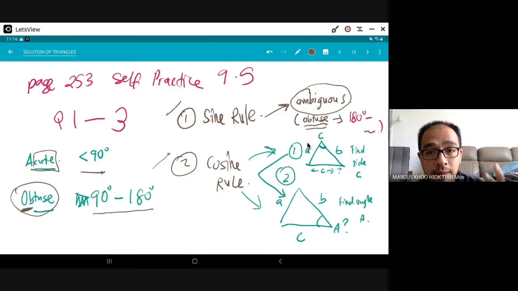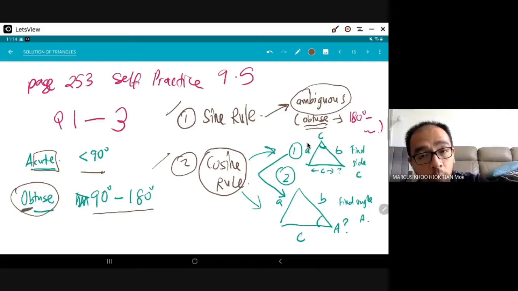In the second subtopic, we learned about the cosine rule. In the cosine rule, I said that there are two situations where we use it. Situation number one is if I give you two sides, and the angle in between the two sides, and I ask you to find the side opposite to the angle. This one we have to use the cosine rule because we don't have enough information to use the sine rule.